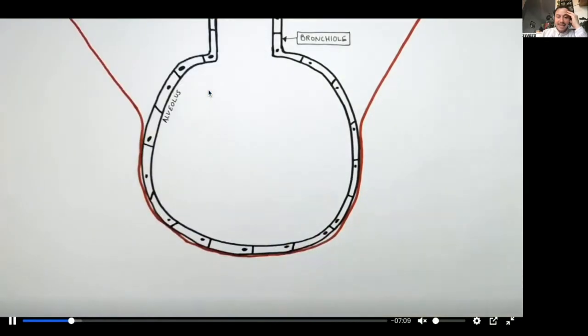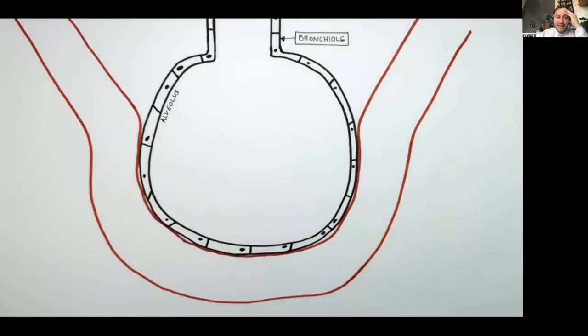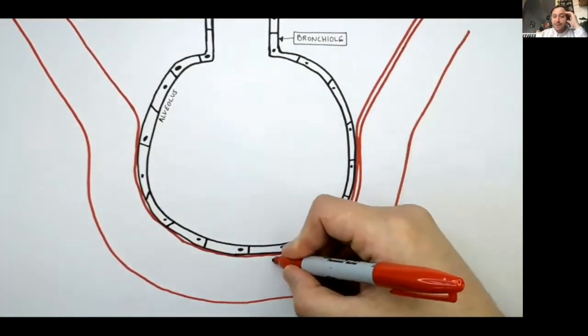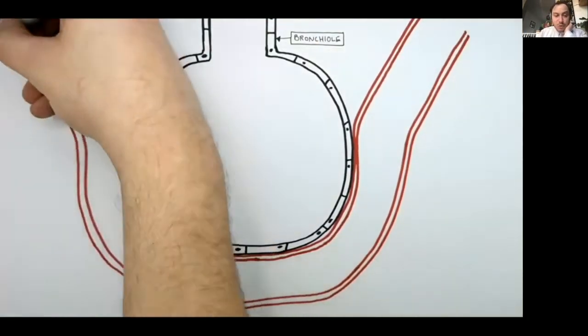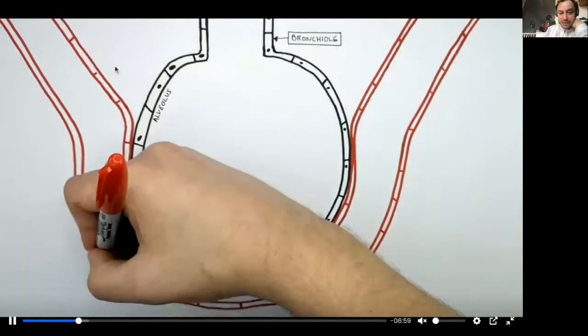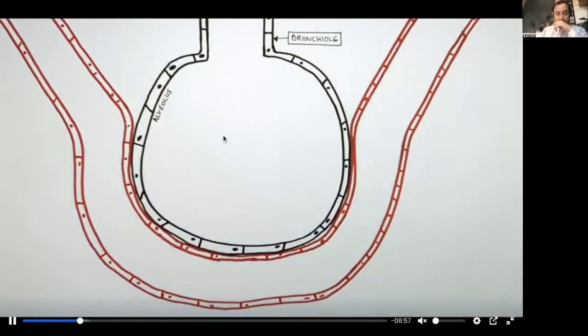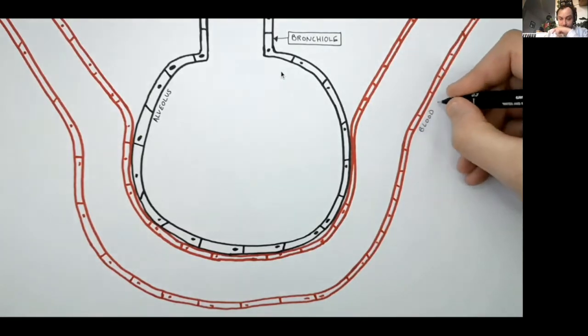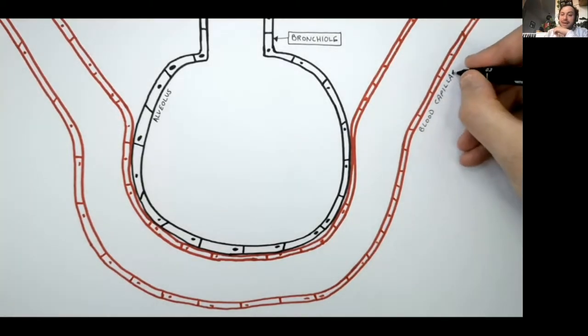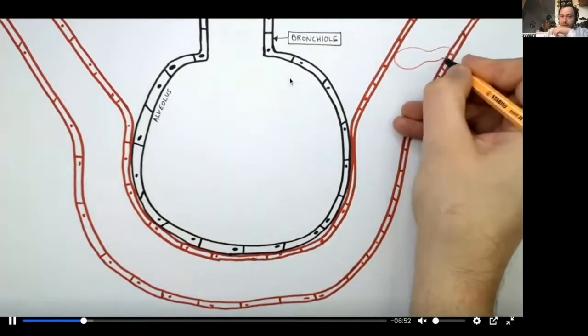This here is the capillary. The capillary also is one cell thick. So in an exam, for 4 marks, describe the adaptations of the alveolus. It's got a blood capillary surrounding it.